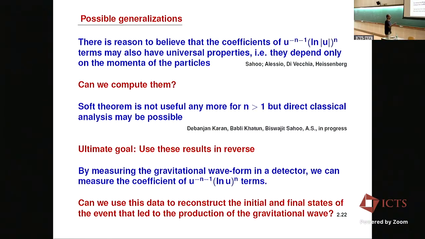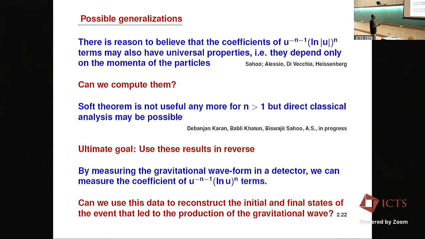So if this is true, then the next question is, can you compute them? It's just not enough to know that they are universal. We also need to know what expressions they have. As I said, the soft theorem is not useful anymore, but direct classical analysis may be possible, and this is still some work in progress. Hopefully it will see the light of day at some time.